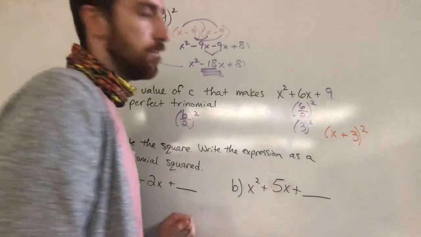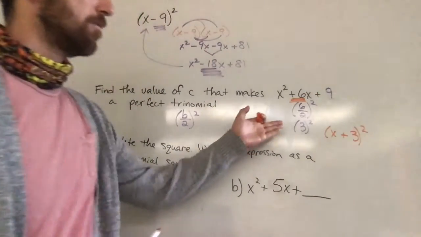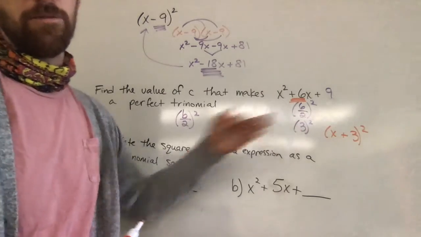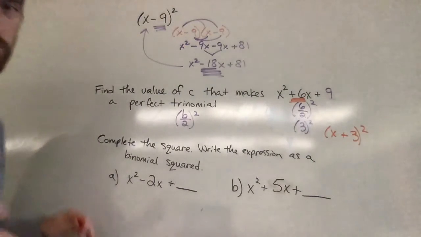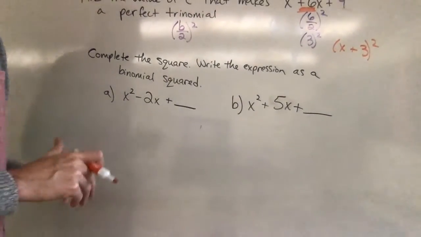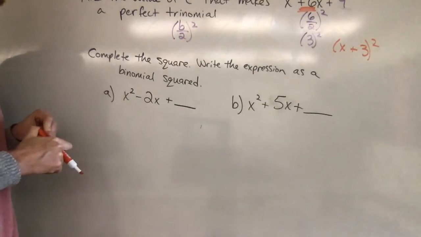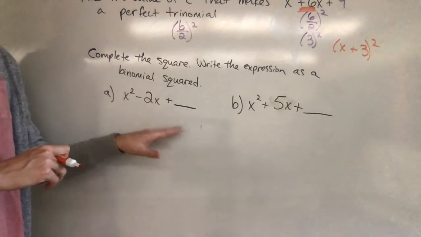Or another easy way to find it is just divide this term by 2. Whatever we had here before we squared it. So that would be written as a binomial squared, which is what we're going to do for this last example. Complete the square and write the expression as a binomial squared. So x squared minus 2x plus blank.